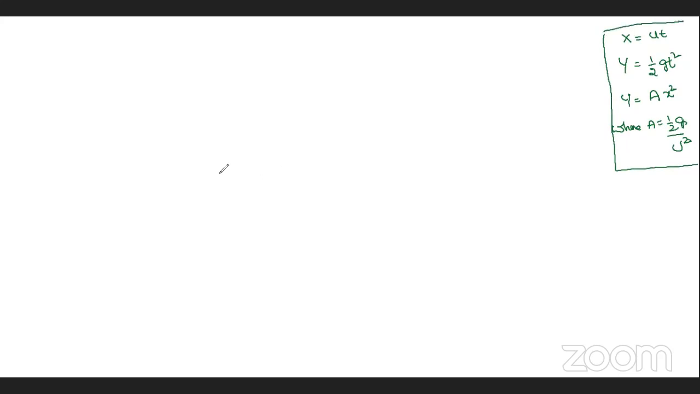So in the case of projecting from the top of a tower, what equations did I get? One is x equals ut, other is y equals half gt square. Third one is y equals ax square, where a equals half g by u square. These were the equations we got in the previous pages in case of a body projected from the top of a tower. Related to them, I will ask the questions now.